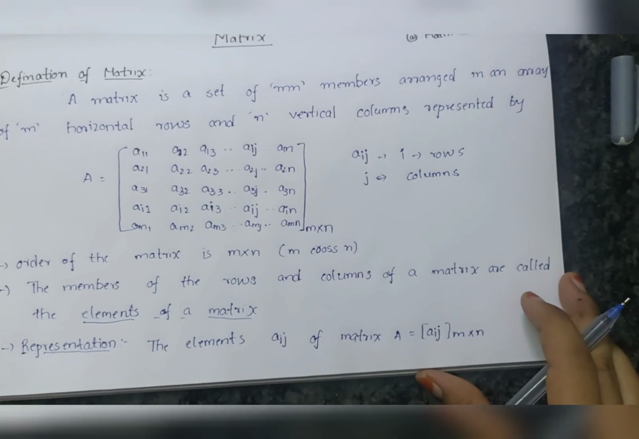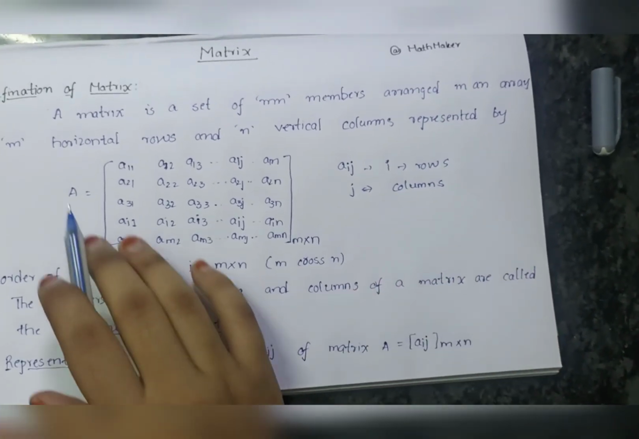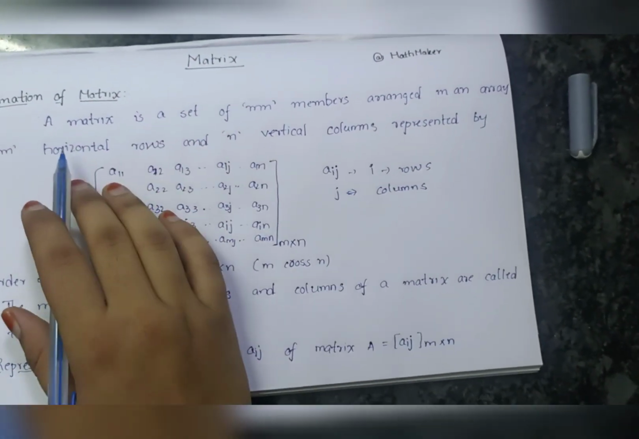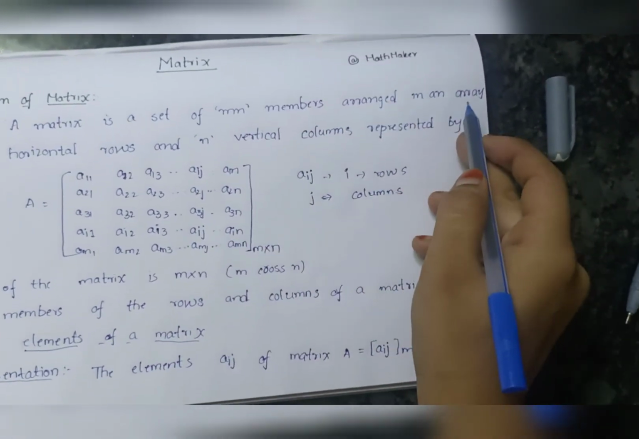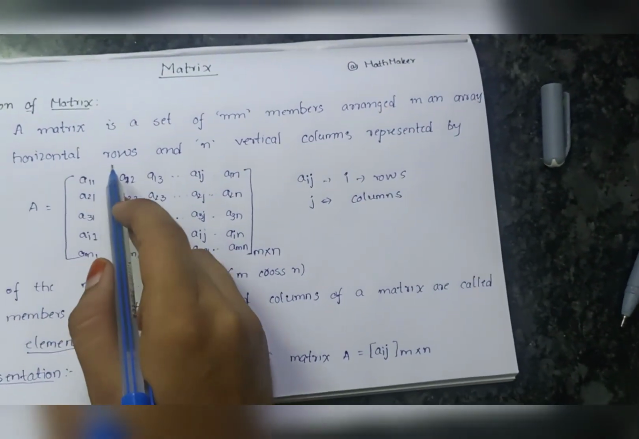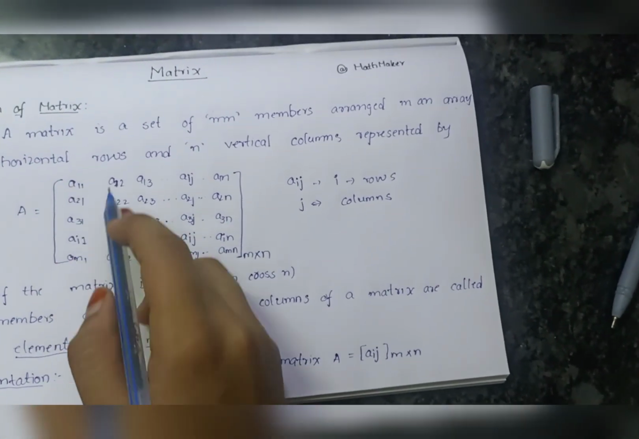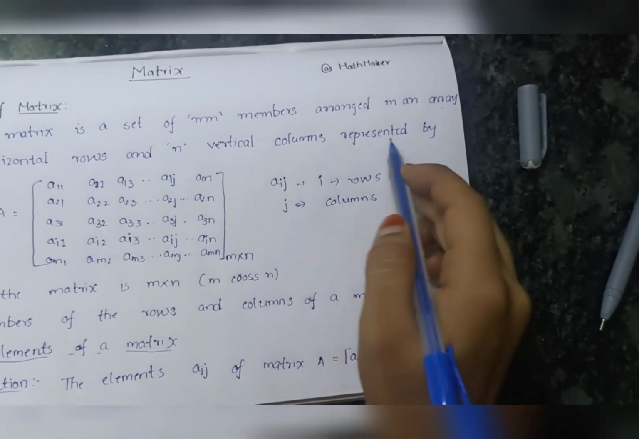Let me introduce you to what a matrix is. First I'll go with the definition. A matrix is a set of mn members arranged in an array of m horizontal rows and n vertical columns.